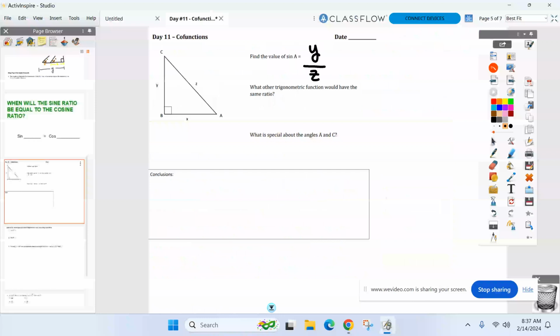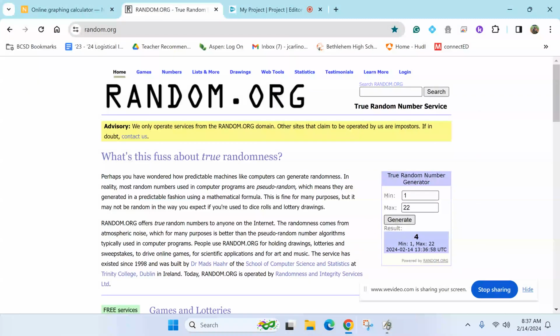X over Z? No. I want something that looks like this, like sine of A. So if you told me sine of C, I'd go, no way, that's equal to X over Y. I want something like cosine of this angle, tangent of this angle. See what I mean? I'll get back to you.